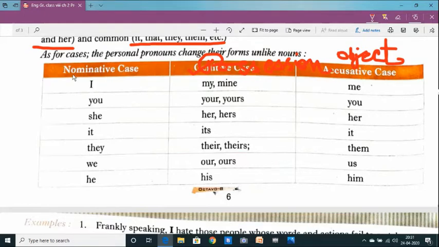And nominative case, it is used as a place of subject. I is first person. You may come for singular or plural both. You, your, yours, and you. She, her, hers, her. It, its, it. They, their, theirs, them. We, our, ours, us. He, his, him. This one is very important.